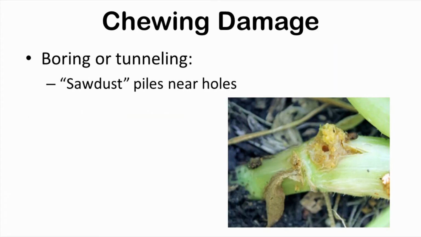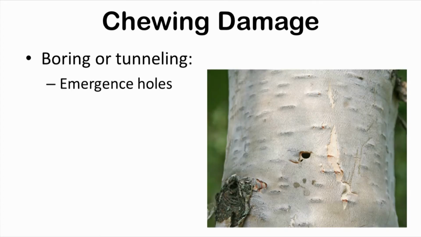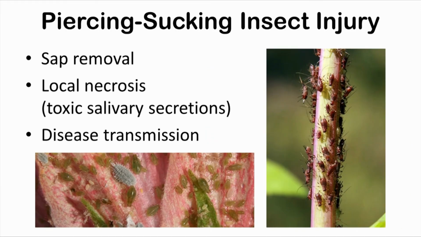In some instances, you only see piles of sawdust-like frass that the insect has pushed out of its tunnel in the plant. In larger, woody plants, only the emergence holes may be visible, where the adult insect has come out of the tunnel after completing its development inside the plant. This is the diagnostic D-shaped exit hole of birch borer, with a flat top side to the hole instead of a completely round hole. Now let's turn our attention to insects with piercing sucking mouthparts.